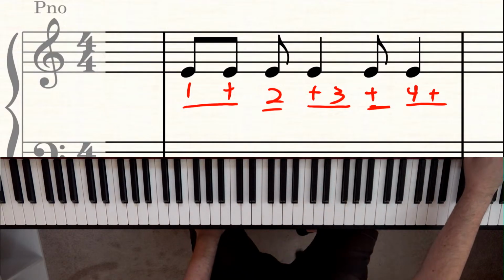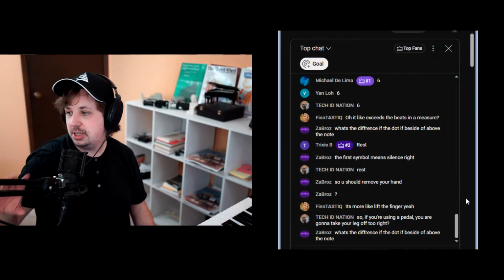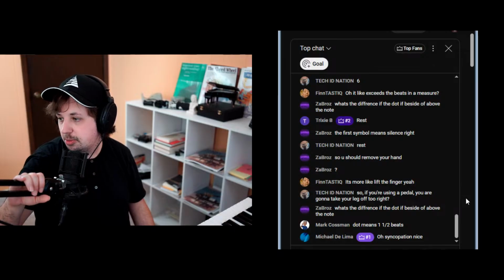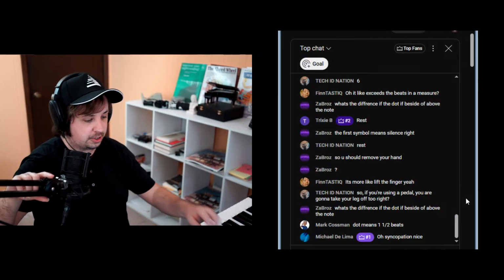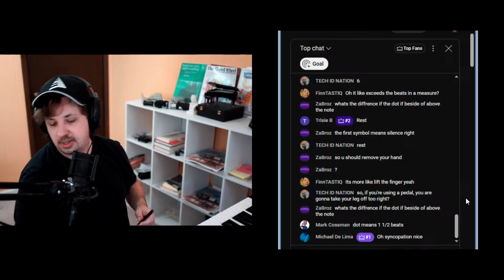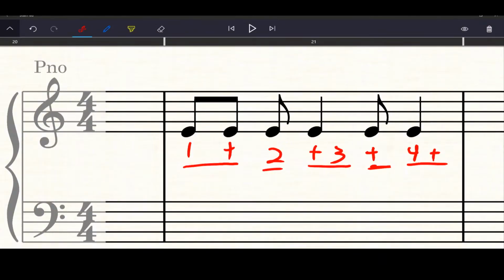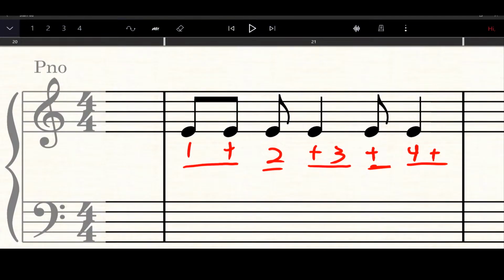Let's see what we got here. We got a question from Zabros. What's the difference if the dot is beside or below the note? This is a really good question, actually. I'm really happy that you asked it. You may have noticed that at times there's a dot below the note. Let me see if I can get this to happen. Usually like this. Yeah, there you go.